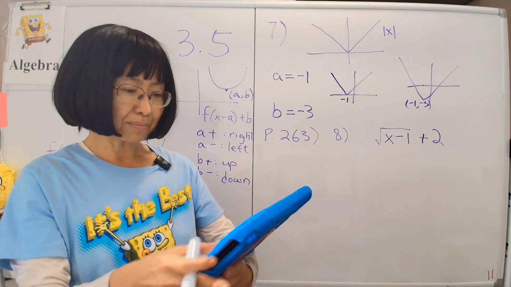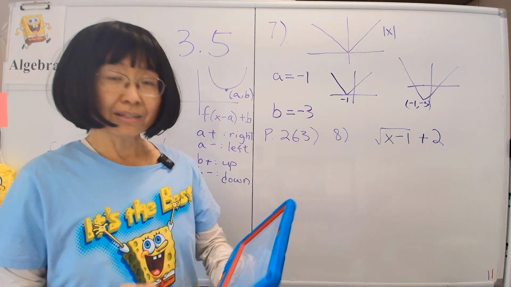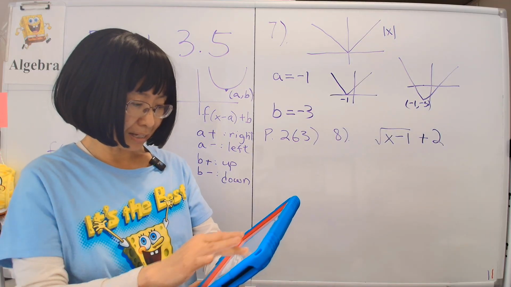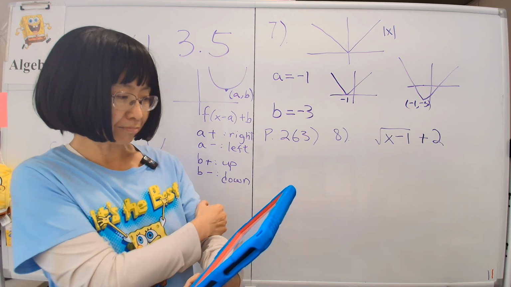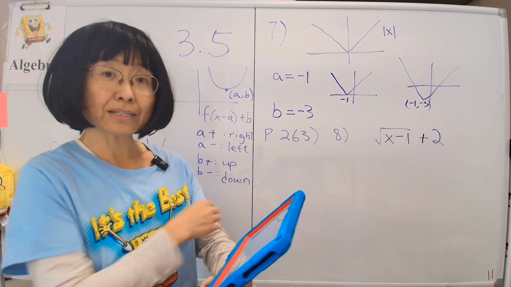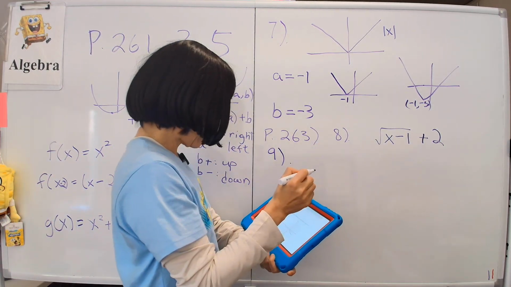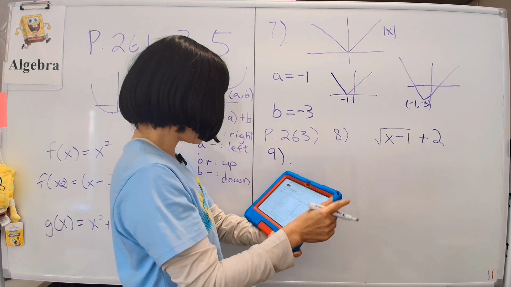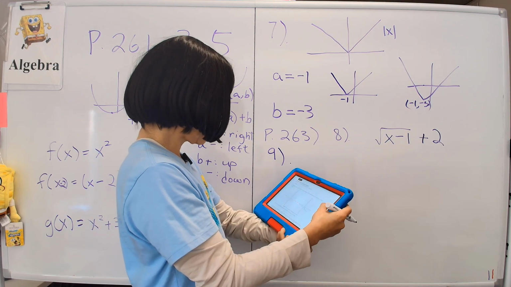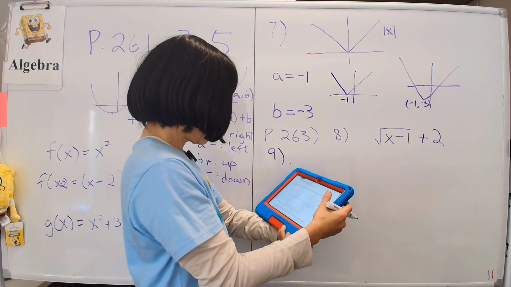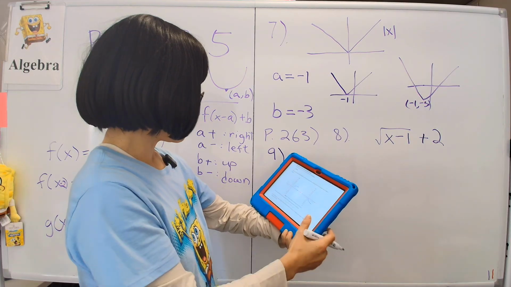Next, we are going to talk about something called reflecting across the axis. To see what that means, let's look at an example, okay? Now we're looking at example 9, where we're looking at the square root function again. So we have the square root function. What happens when we reflect this thing? Okay, first we're going to do the negative reflection.